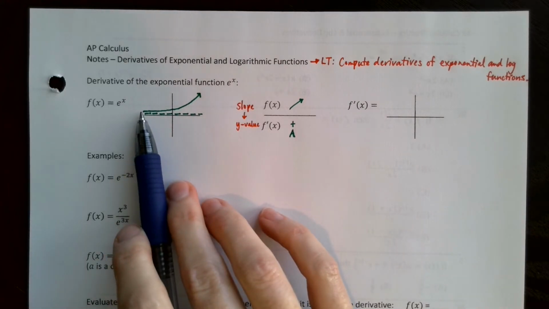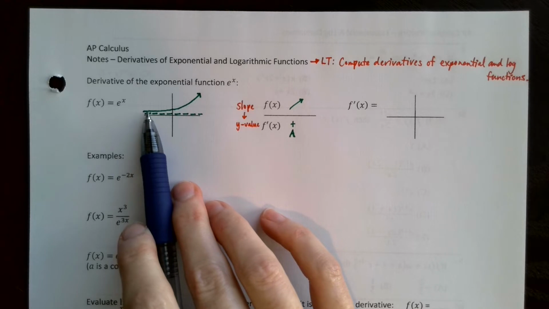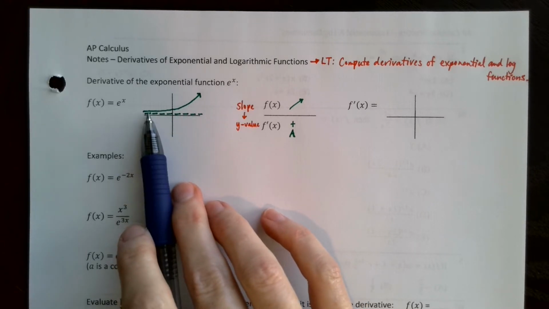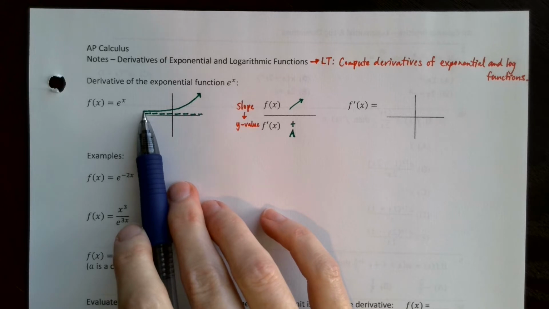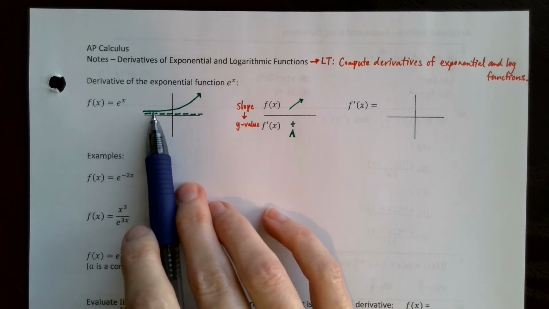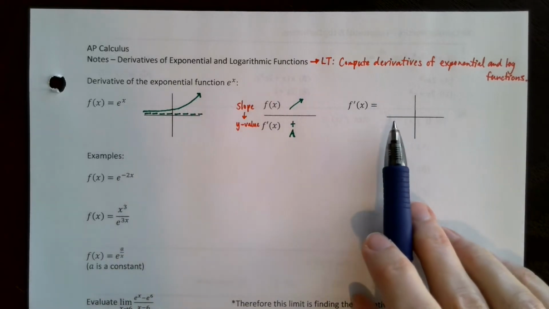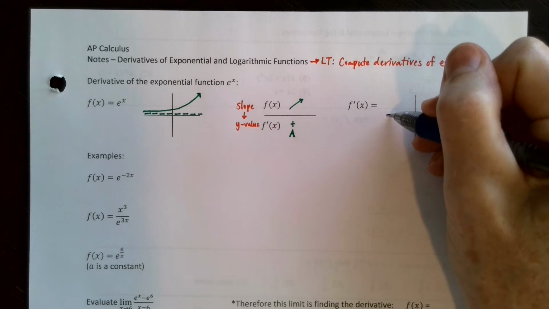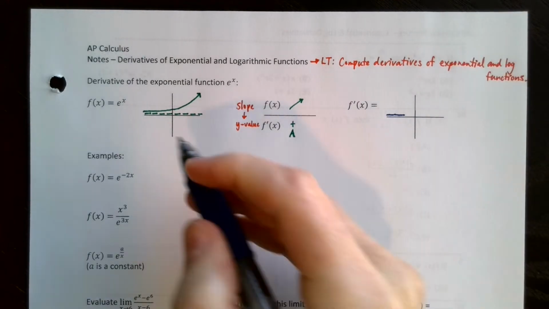So if we start on the left, looking at our exponential function, we see that our slope is almost horizontal. It's almost even with this horizontal asymptote that we have here. So if it has a slope value of close to 0, we know that on our derivative graph, the y value will be close to 0 as well. So you can start thinking about that.